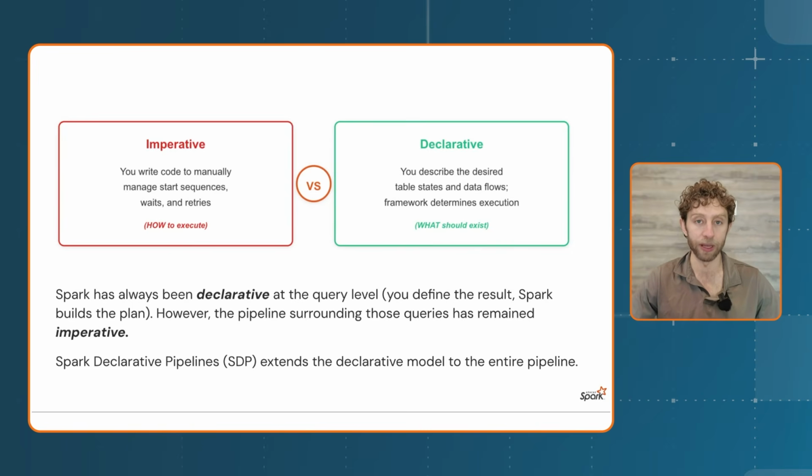Spark actually already made a big jump towards being declarative 10 years ago when it introduced Spark SQL and data frames. Spark SQL and data frames are declarative at the level of individual queries. However, as soon as you want to write more than one query, you're on your own to figure out the execution plan. Spark developers have still needed to think imperatively when building a data pipeline. SDP changes this. It allows you to describe what you want, the tables and the data flows, and lets the framework figure out how to execute it, effectively extending Spark's declarative power from the query level to the entire pipeline level.